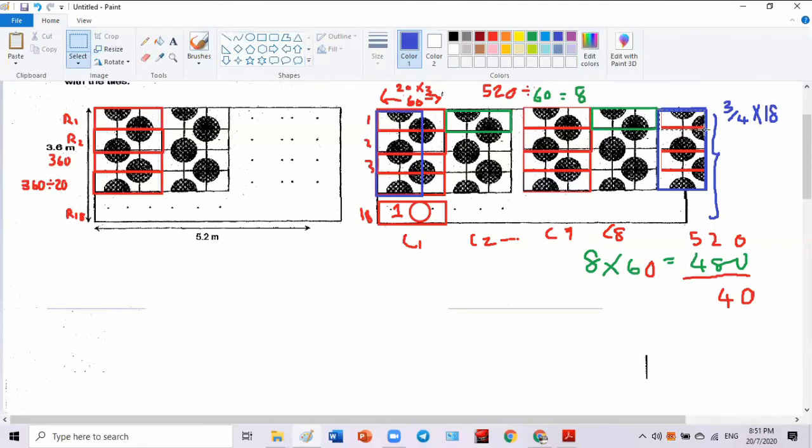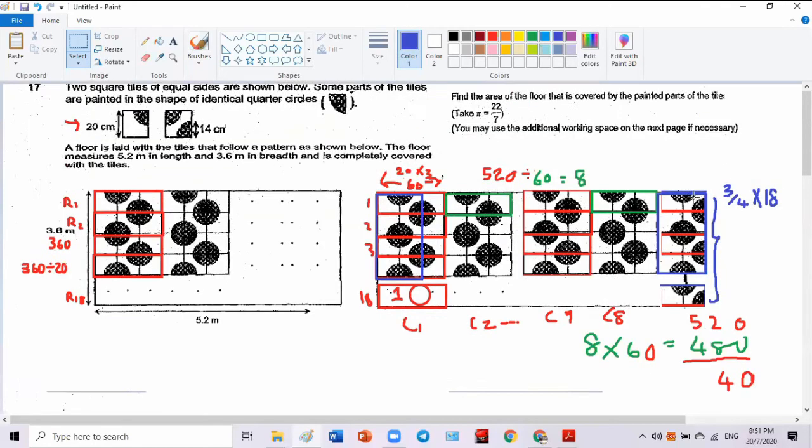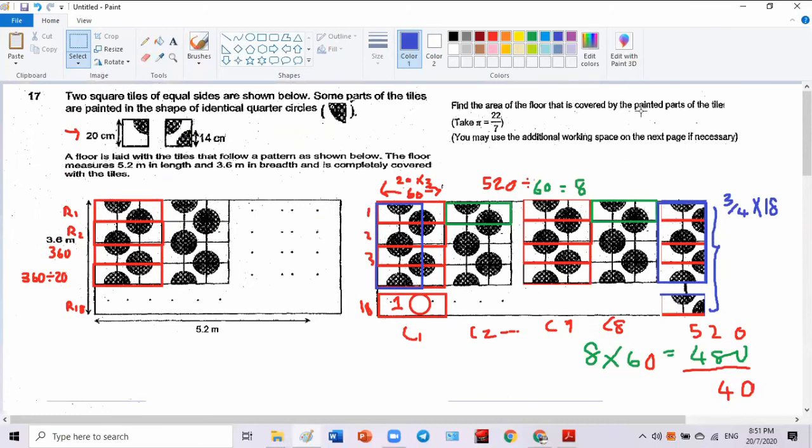Do you understand, Rachel? I don't know where it ends, but I know this is the 18 side, and it will be 3/4 of the circle. Let's see how many circles when you count, then we can see how much is painted. What the question wants is to find the area covered by the painted part. So I just want to know how many circles are inside here.